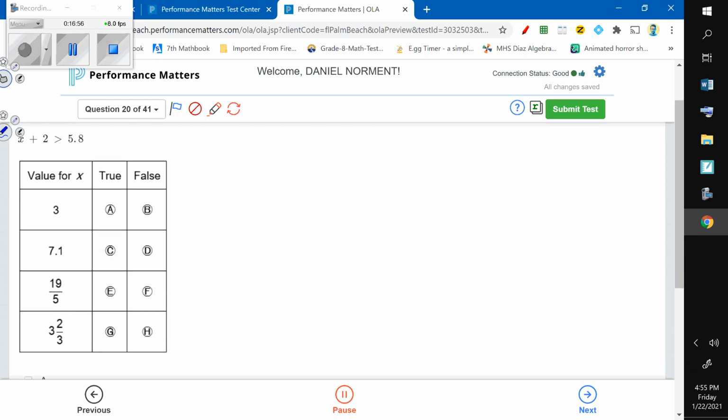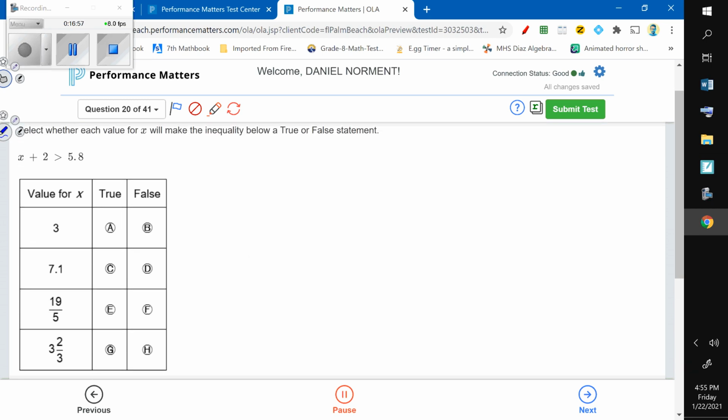Okay, what will make the equalities true or false? All right, well, there's 4 different ones to do. So if I put a 3 here, 3 plus 2 is 5. Is 5 greater than 8? No, that's false. I'm probably not going to do this one on the thing because it can be confusing.